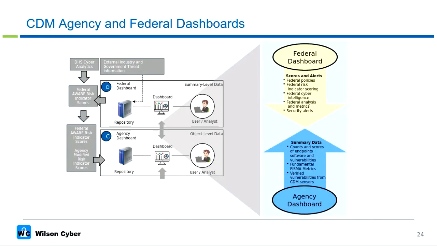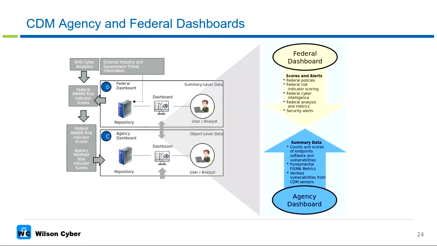So let's just focus in on those two layers, layer C, agency dashboard, and layer D, federal dashboard. The federal dashboard is summary level data across multiple agencies. The agency dashboard is agency level data, also called object level data, across the single agency. And remember, the information provided to the agency dashboard comes from layers A and B, which are the tools and sensors and the integration layer. So from the federal perspective, the scores and alerts are based on federal policies, federal risk scoring indicators, federal cyber intelligence, federal analysis and metrics, and security alerts.